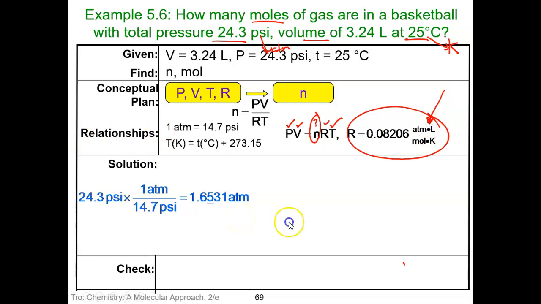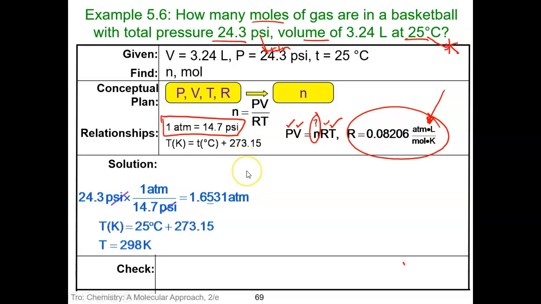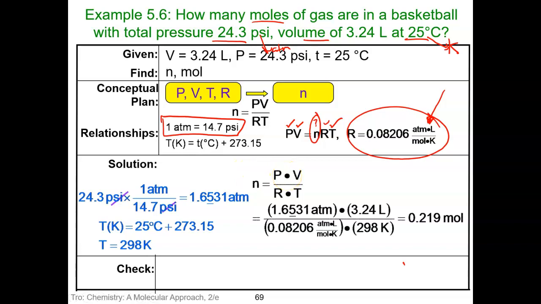So we need to make sure we convert everything into these units. So our pressure, again, this is a conversion. If you had this on a quiz or exam, I would give this one to you. So we convert that to atmospheres. Temperature, we just add 273, rearrange, plug in our variables, and we get 0.219 moles.